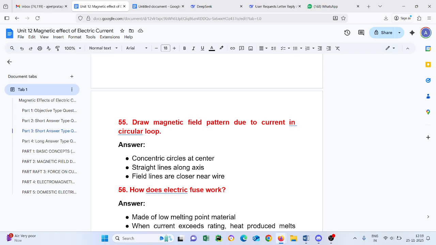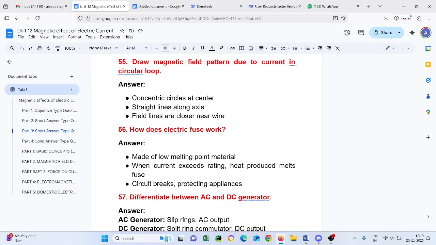Question number 56. How does an electric fuse work? It is made of low melting point material. When current exceeds the rating, the heat produced melts the fuse. The circuit breaks, protecting appliances.